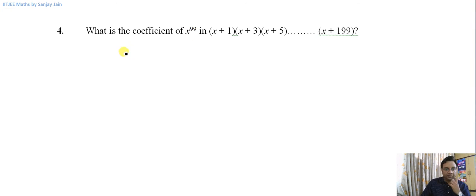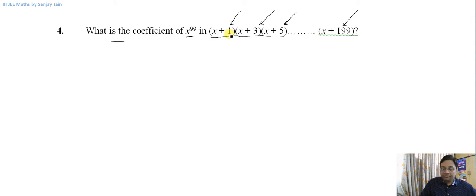Let's look at this one. What is the coefficient of x raised to power 99 in the product of (x + 1)(x + 3)(x + 5)...? So if you notice, the roots here are -1, -3, -5 up to -199, right?